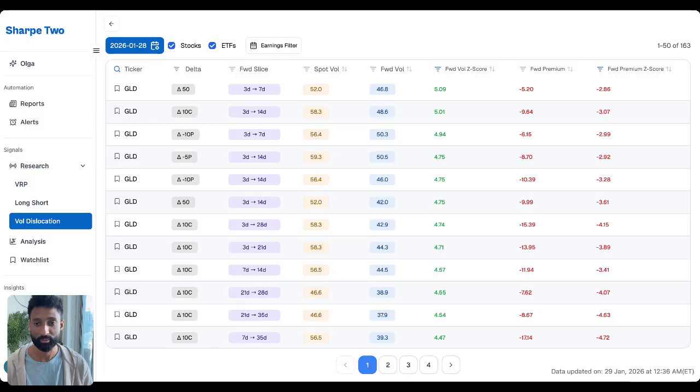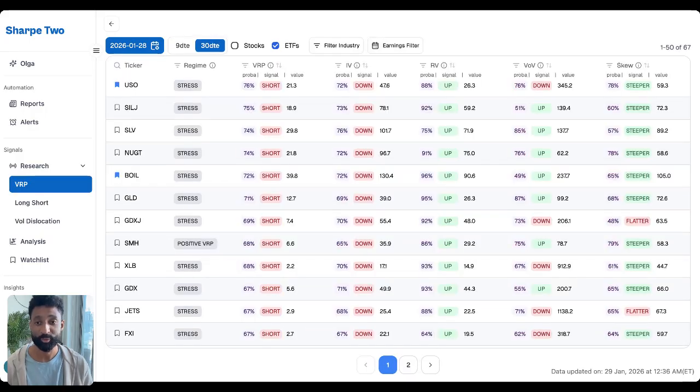In the vol dislocation tab, you will find places where, according to our analytics and our models, the vol surface is quite dislocated, distorted, and our system is pointing you to trades where you are essentially betting on the normalization of that vol surface. It's great, but what if you want to do all of this stuff by yourself in total autonomy?